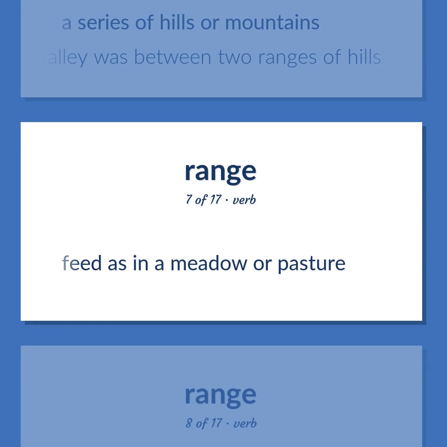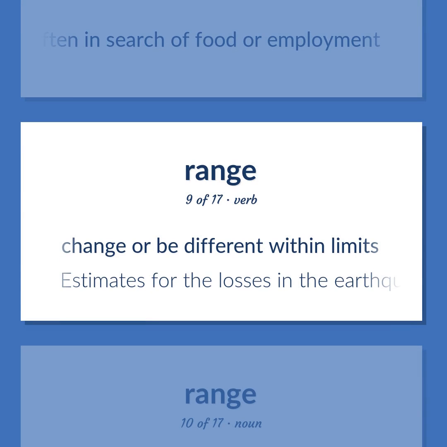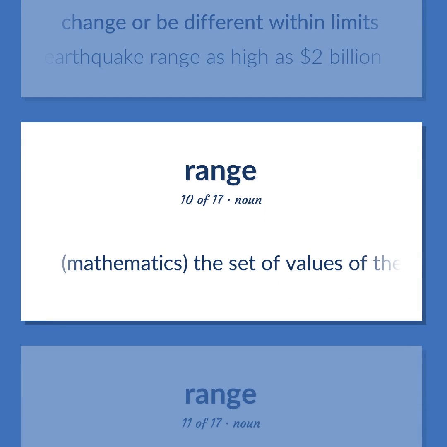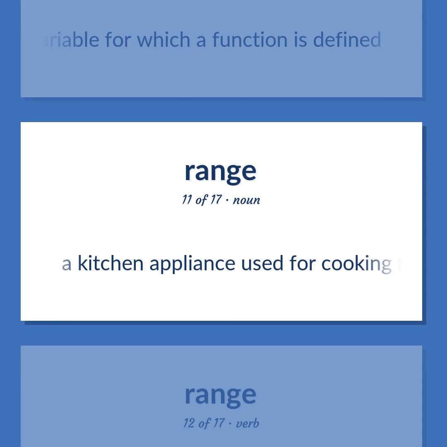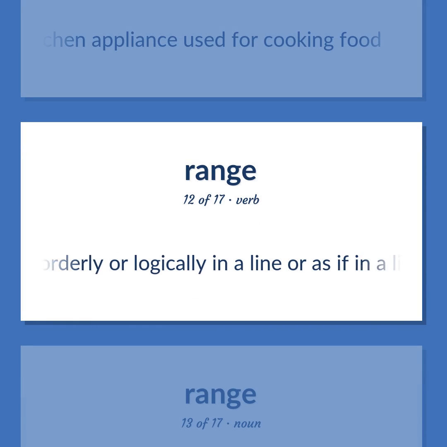Feed as in a meadow or pasture. Move about aimlessly or without any destination, often in search of food or employment. Change or be different within limits. Estimates for the losses in the earthquake range as high as $2 billion. Mathematics. The set of values of the dependent variable for which a function is defined. A kitchen appliance used for cooking food. Lay out orderly or logically in a line or as if in a line.